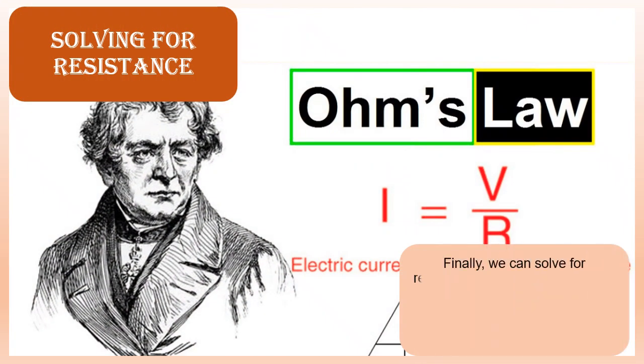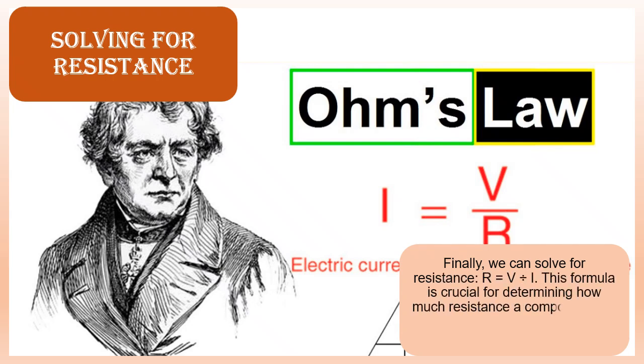Solving for resistance. Finally, we can solve for resistance. R is equal to V divided by I. This formula is crucial for determining how much resistance a component has based on known current and voltage measurements.